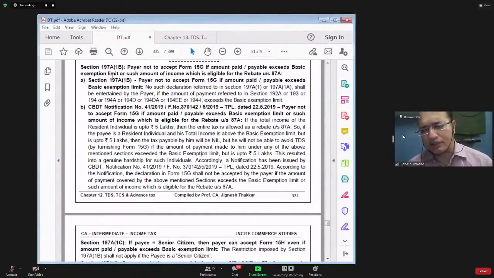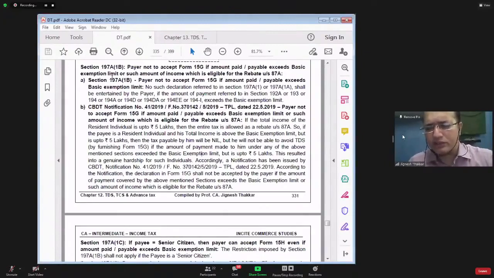Sarvana is a senior citizen. I am a non-senior citizen. We both have kept an FD with bank to the tune of 50 lakhs. And bank is going to pay us interest. How much? 5 lakh rupees. Now Sarvana is submitting form number 15H to the bank. Form number 15H is a declaration that my income is less than the basic exemption limit, my tax liability is 0, so don't deduct TDS.